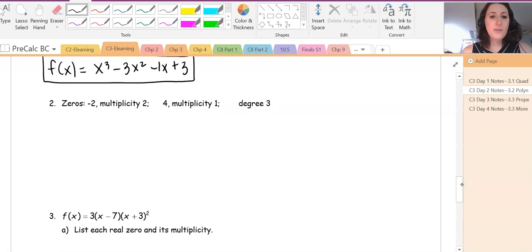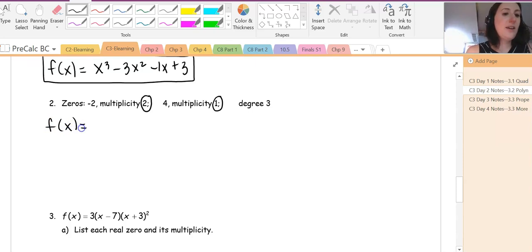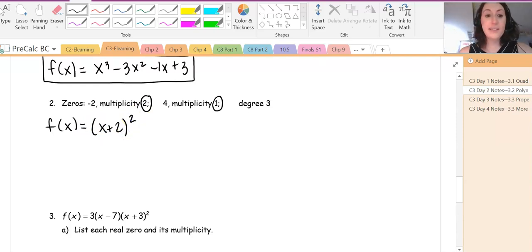All right, let's try another one. We have zeros of -2, multiplicity 2, and 4, multiplicity 1, and overall our degree is 3, which makes sense because a multiplicity of 1 plus 2 does equal 3, because math. Okay, so let's give it a try. A 0 of -2 will look like x plus 2. Make sure we square it because that's our multiplicity.